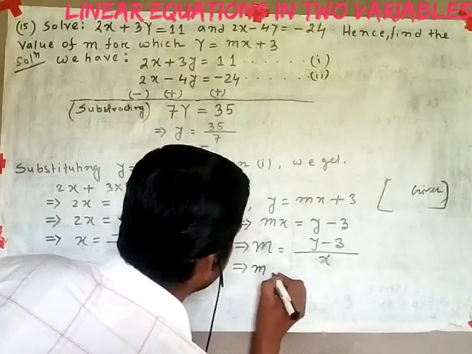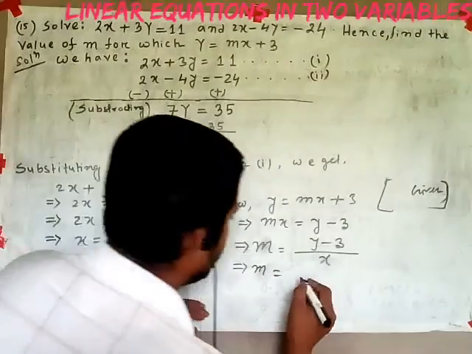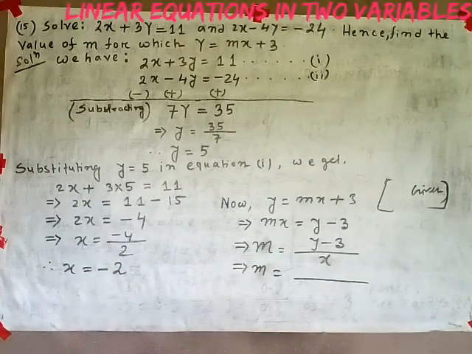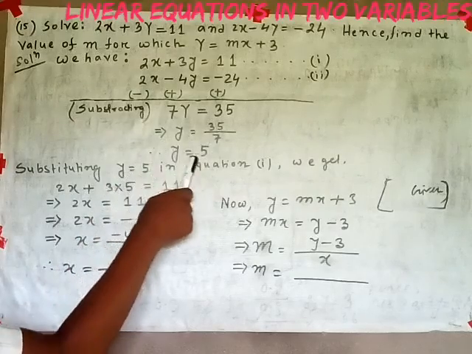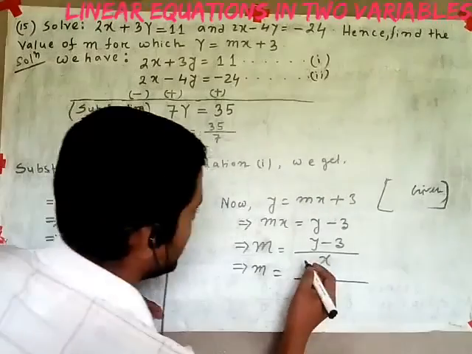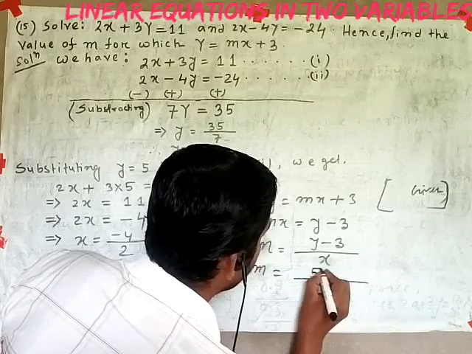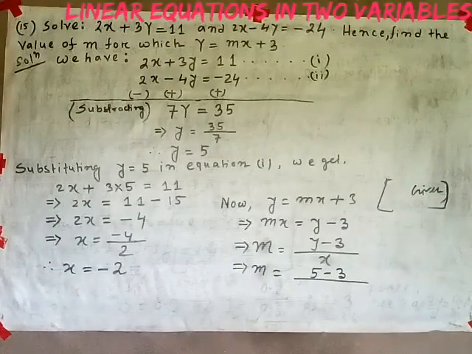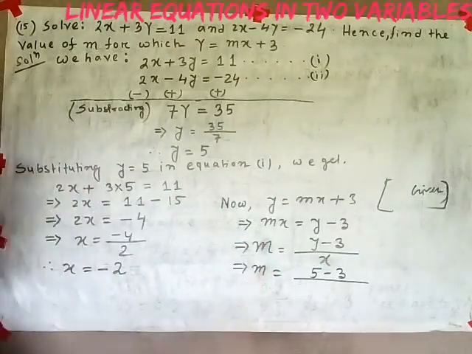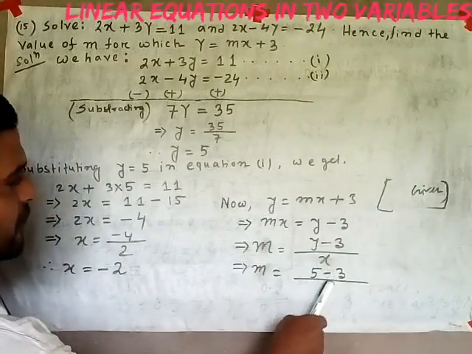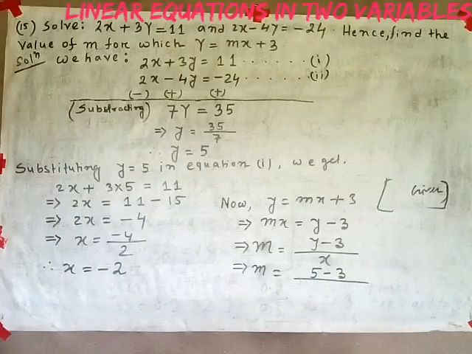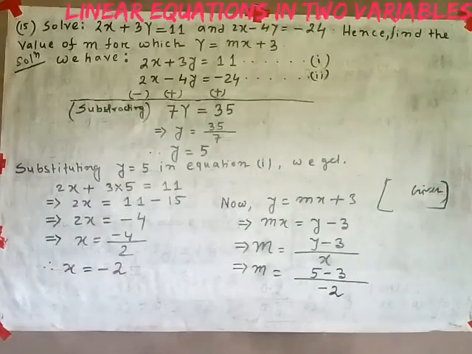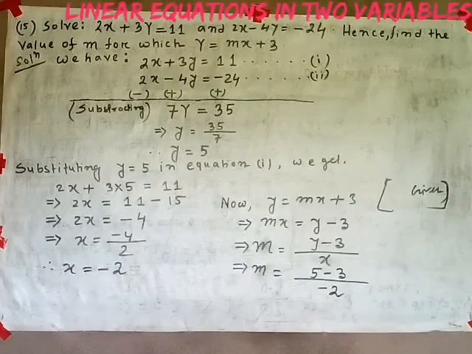Therefore m equal to y minus 3. Now what was the y value? Y value was y equal to 5. Look at the previous side. So y equal to 5 minus 3. For finding this m value, the denominator was x. So x value how much? Minus 2.